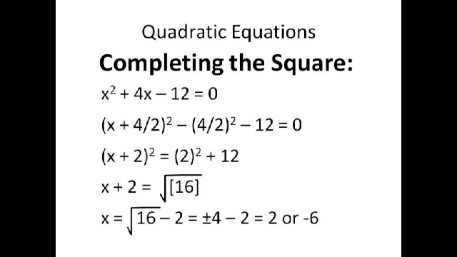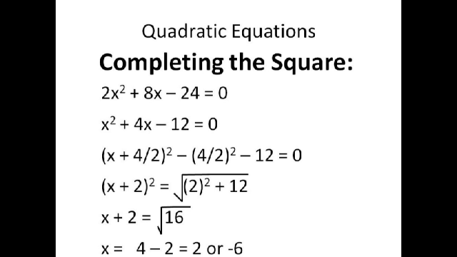Then you'll square root both sides. x plus 2 equals the square root of 16. So x equals the square root of 16 minus 2. The square root of 16 is plus or minus 4, and then you'll take away 2. So your final answer is either going to be plus 4 minus 2, which is 2, or minus 4 minus 2, which is minus 6.